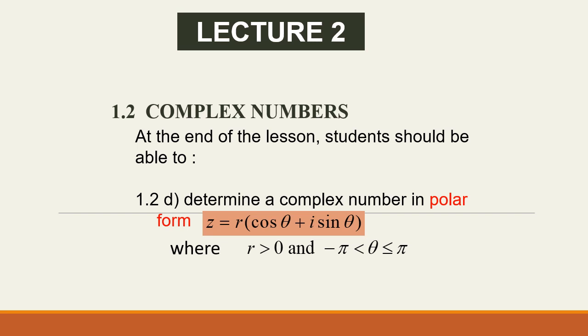Okay, so for lecture 2, we are going to continue with 1.2 Complex Numbers. The learning outcome is part D: to determine a complex number in polar form, where z is equal to r multiplied by cos theta plus i sin theta, and r must be more than 0 and theta is between negative pi and pi.